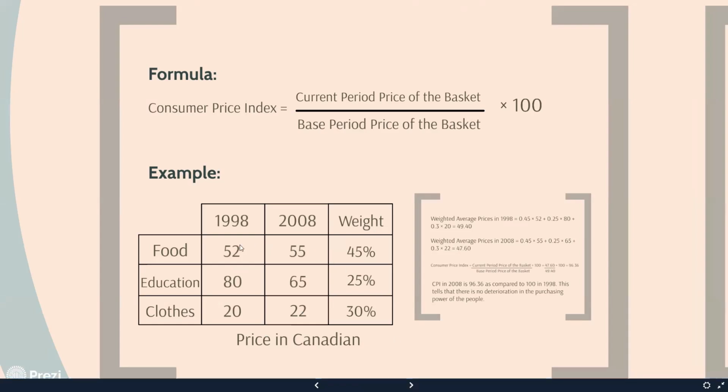So as you can see here, food prices rise from 52 to 55 from 1998 to 2008. Education fell from 80 to 65 during this period. Clothes rose from 20 to 22 during this period. And these are the weights.